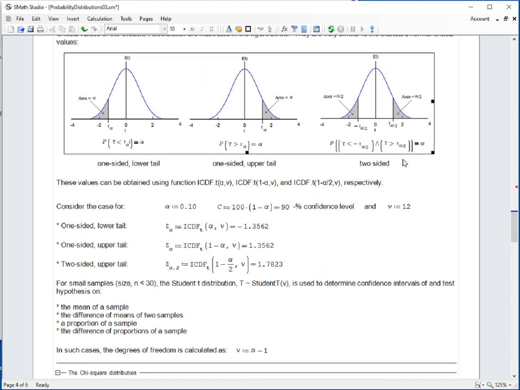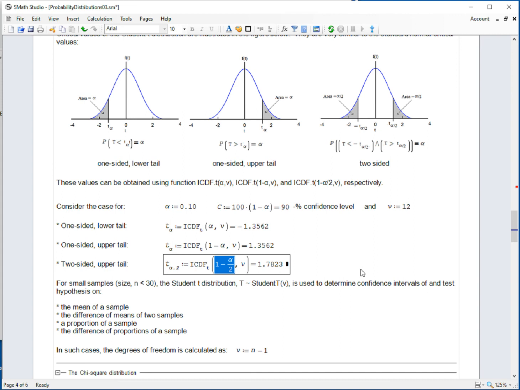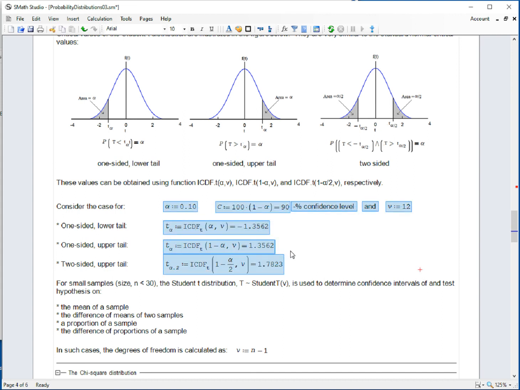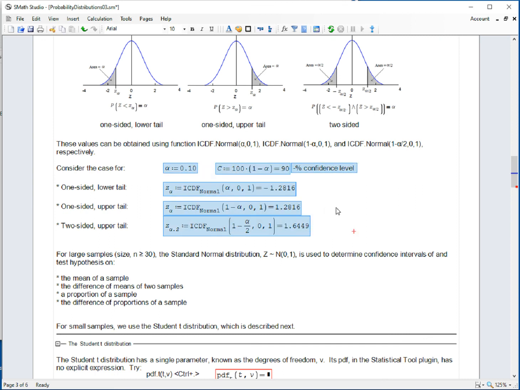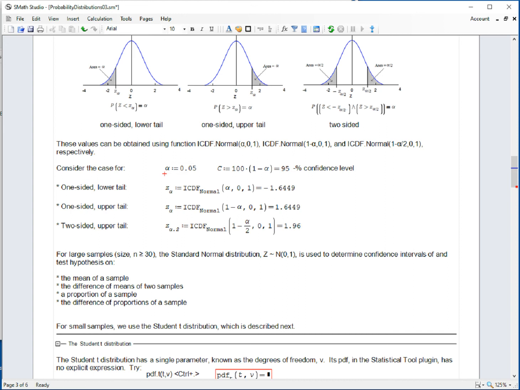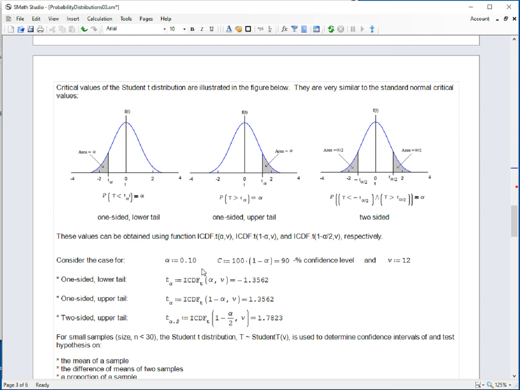And to obtain the t sub alpha over 2, we use the inverse cumulative distribution function of t when the probability to the left is 1 minus alpha over 2. So these formulas, you can just borrow them and use them to calculate your critical values for the t distribution and these for the z distribution. You can change the values of alpha and obtain the corresponding values. If we change here, for example, to 0.01, we will obtain the proper results.